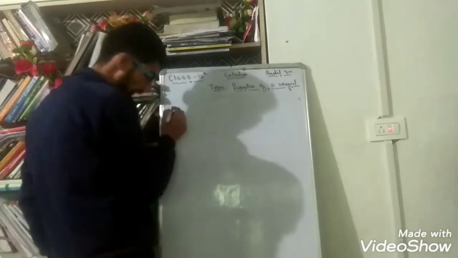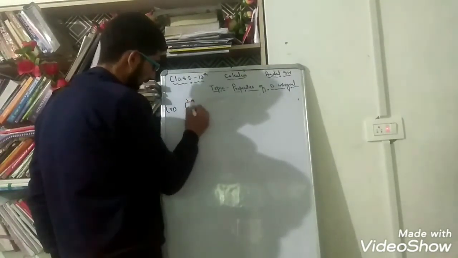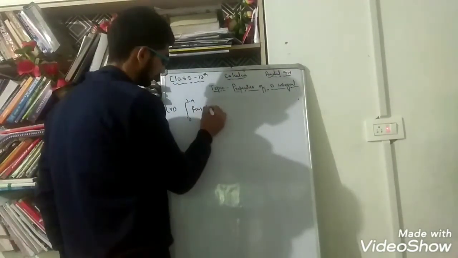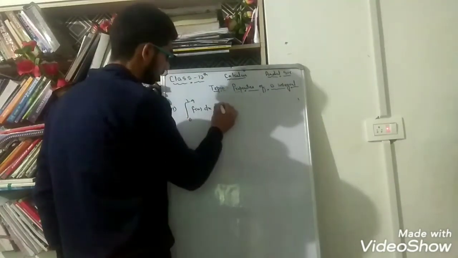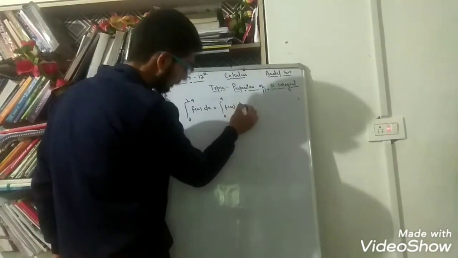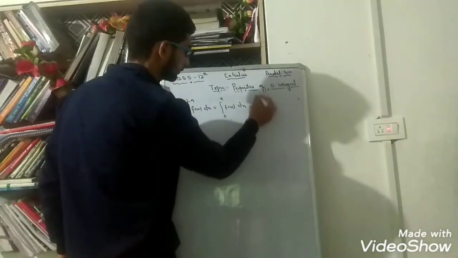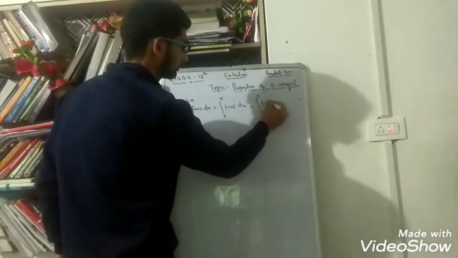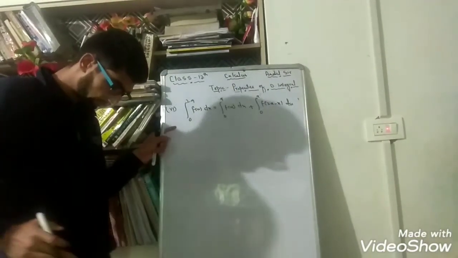The sixth property is like this: the integral from 0 to 2a of f(x) dx is equal to the integral from 0 to a of f(x) dx plus... You can prove it by yourself. I will tell you what you have to do.